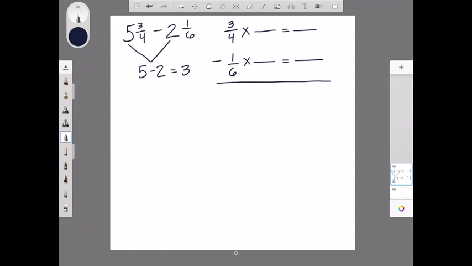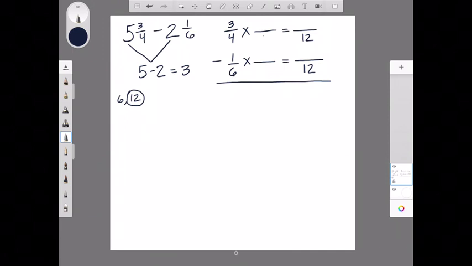And we look at the larger of the two, which is 6, write it over here to the side. Is 6 a multiple of 4? No, so we're going to write the next multiple of 6, which is 12. Is 12 a multiple of 4? Yes, so that is going to be our least common denominator.